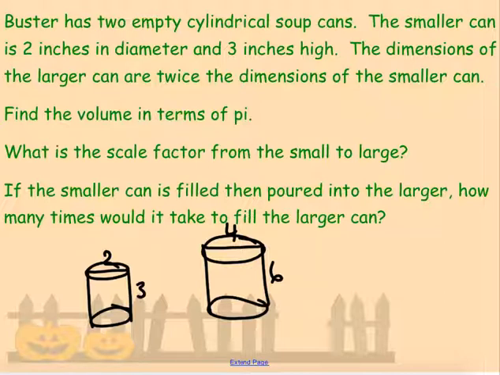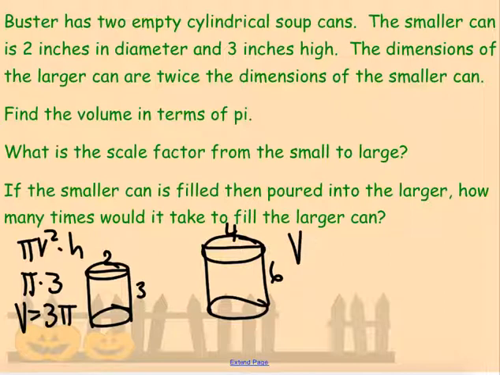Well, that means I need to do pi r squared times our height, which in this first case means I need to do pi times my radius is 1, well that's not going to change anything, times 3 my height. So my volume is 3 pi. Whereas the next one, the volume is going to be pi times my radius, which is 2 squared, times my height of 6, which means I get 24 pi.